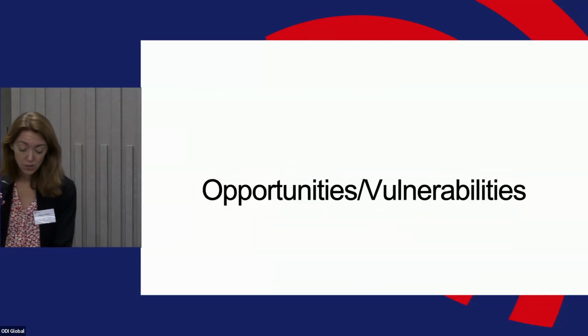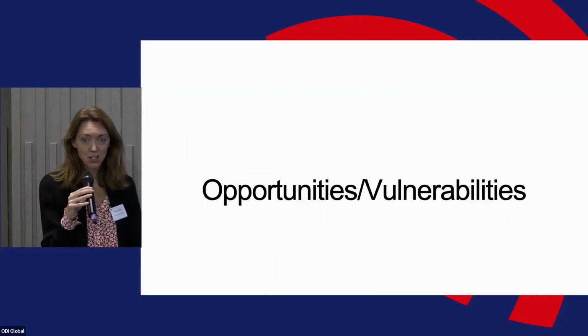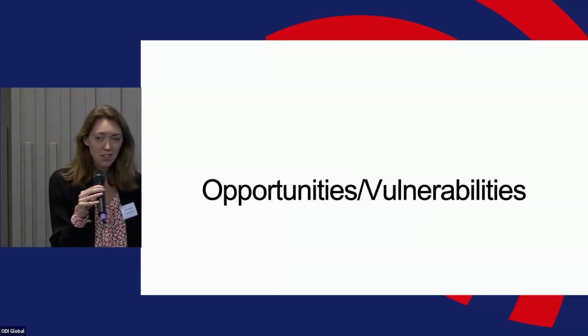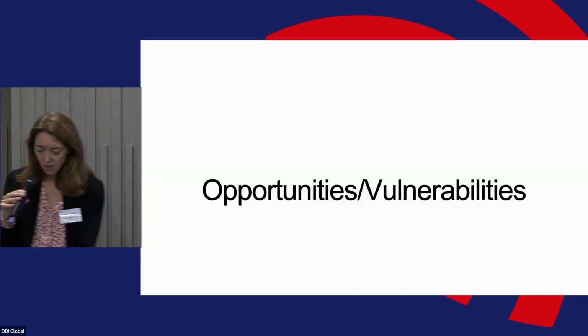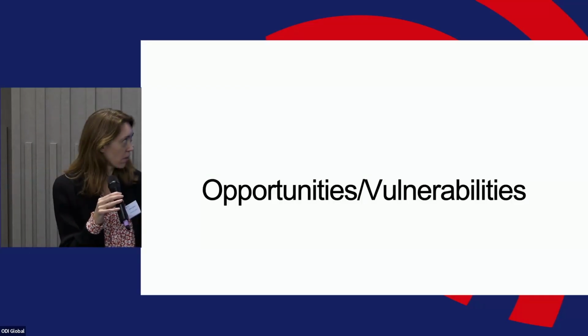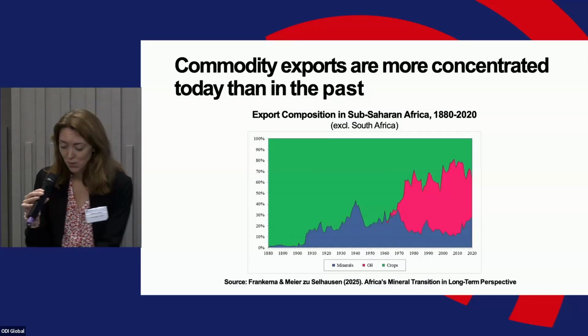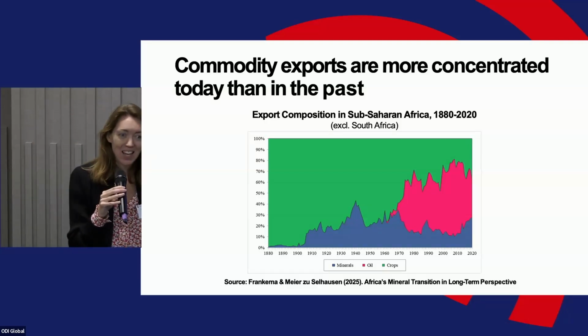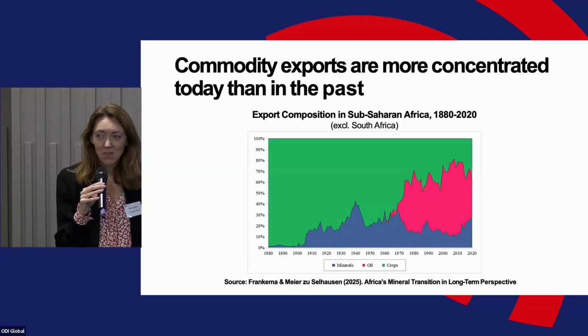And where I thought I'd end then is just with a few very scattered reflections on opportunities and vulnerabilities in the sense of how they've shifted since the late 1970s, 1980s, again, with the sub-Saharan African focus. So starting with some more negative news, perhaps not news to you. On many measures, African export baskets are actually more concentrated today than they were in the 70s in terms of the number of products that the countries are producing.